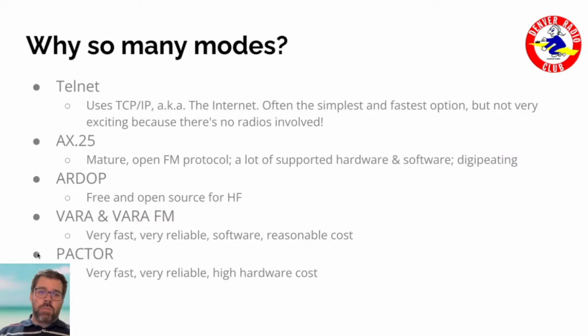The last option here is Pactor, which I mentioned. That's the physical hardware box. It's very fast, very reliable, and relatively expensive. You can definitely drop $1,000 on one of these Pactor boxes. And you can find good deals on used boxes too. That's certainly within reason, but compared to all of the other options at our disposal, Pactor is certainly the most spendy.